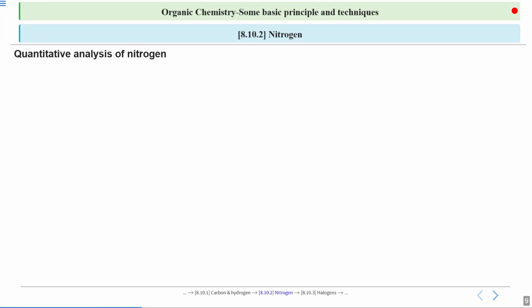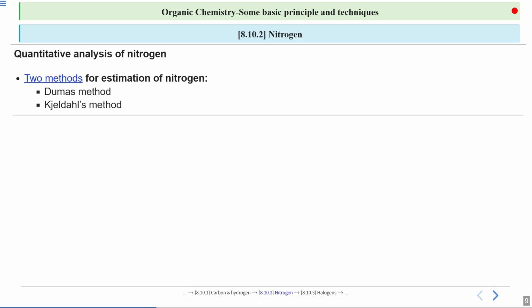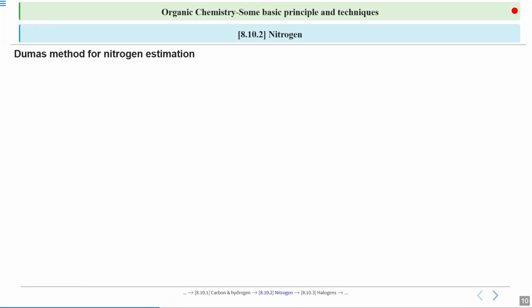Now we are focusing on the quantitative analysis of nitrogen in organic compounds. So let us examine the two main methods used for estimating nitrogen in organic compounds. The first method is called the Dumas method, and the second method is called Kjeldahl's method. So starting with the Dumas method for nitrogen estimation.